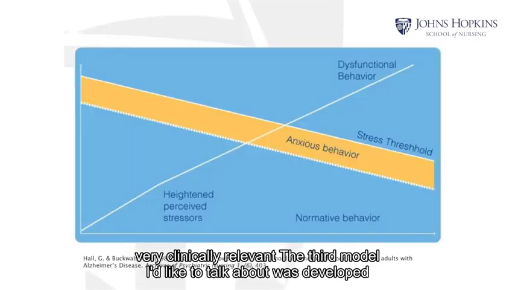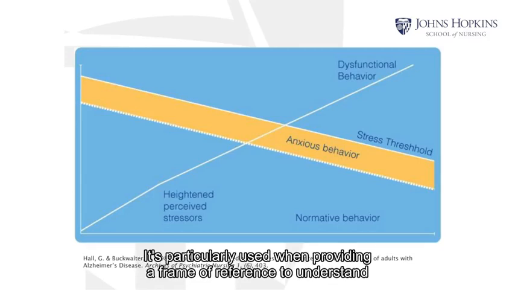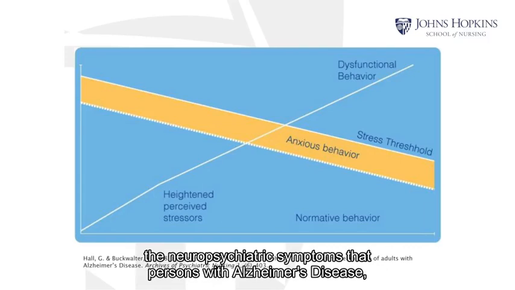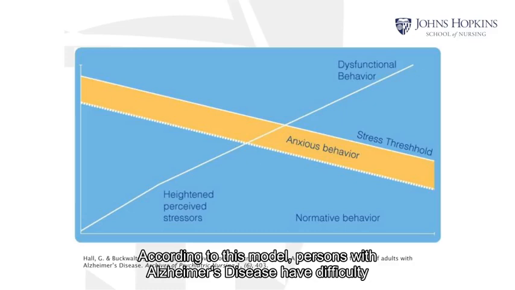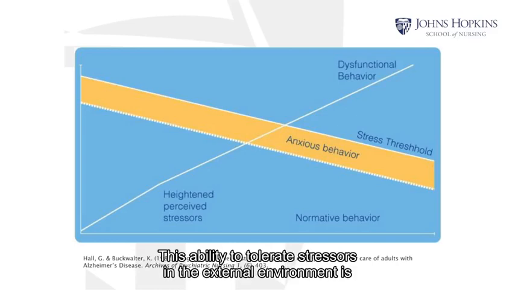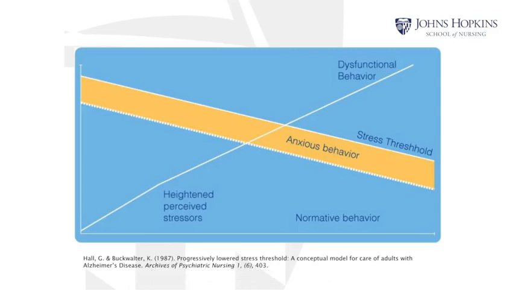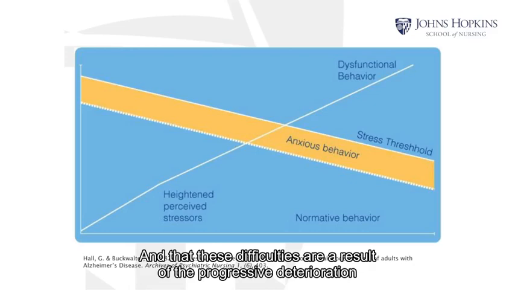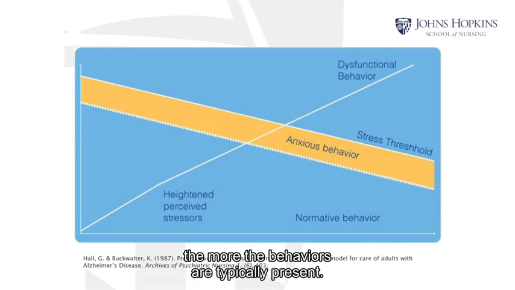The third model I'd like to talk about was developed by Hall and Buckwalter, the progressively lowered stress threshold model. It's particularly useful in providing a frame of reference to understand the neuropsychiatric symptoms that persons with Alzheimer's disease specifically express. According to this model, persons with Alzheimer's disease have difficulty processing and responding to the external stressors in their environment, and this ability to tolerate stressors is reduced as an individual progresses from the mild stage to the moderate and then ultimately severe stage. These difficulties are a result of the progressive deterioration in cognitive and functional abilities that accompany Alzheimer's disease. So the more advanced the Alzheimer's disease, the more the behaviors are typically present.